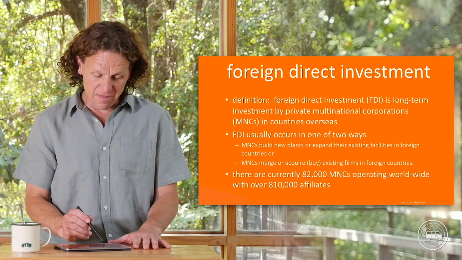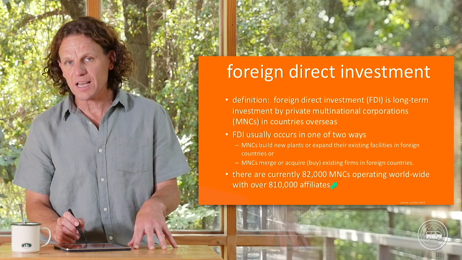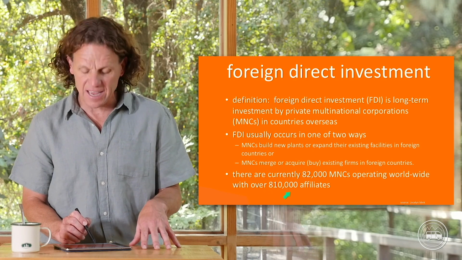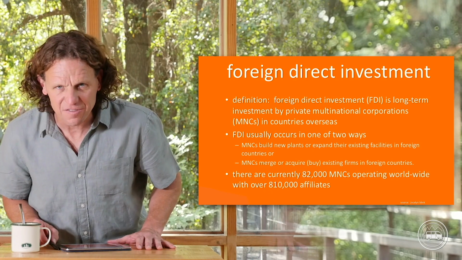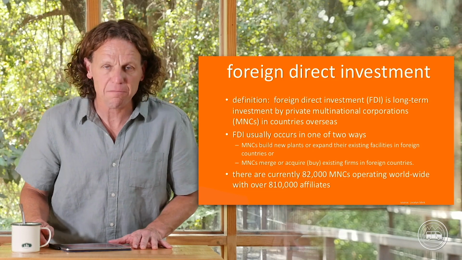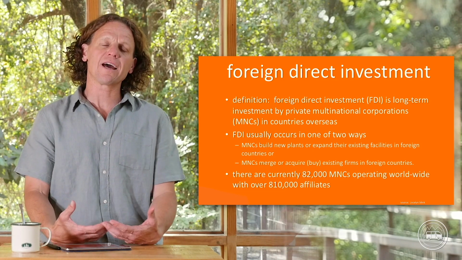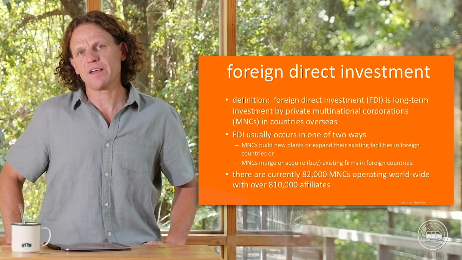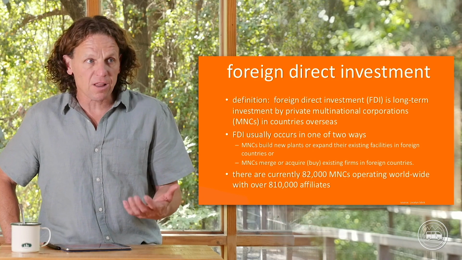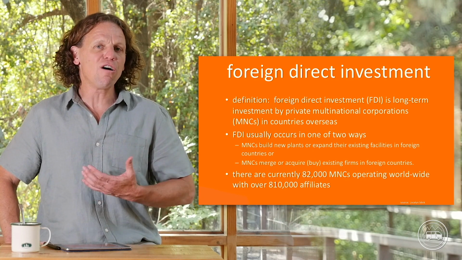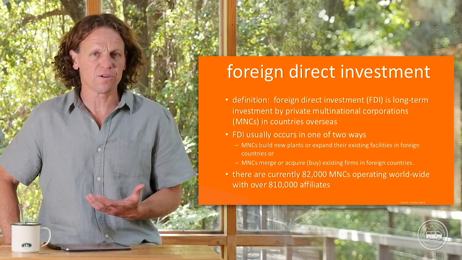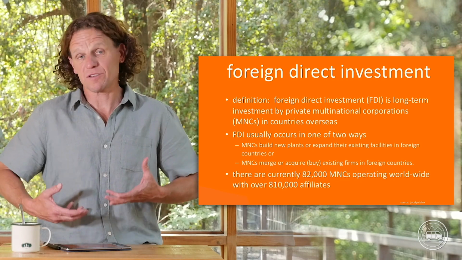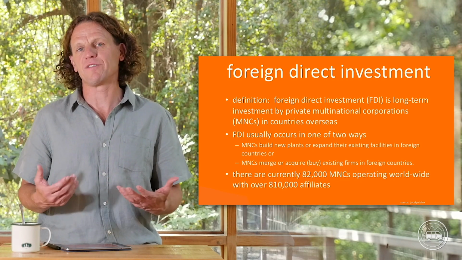Okay, and currently there are 82,000 multinational corporations operating worldwide with over 810,000 affiliates. That is amazing. That is incredible. That's massive influence. And of course, with economic influence comes political power. And so we're going to look at the advantages and disadvantages of multinational corporations. But a lot of it has to do with when these companies come in, they also become the large employers of people in the host country. And therefore, they leverage a lot of power because an employer controls a lot of what happens in someone's life.